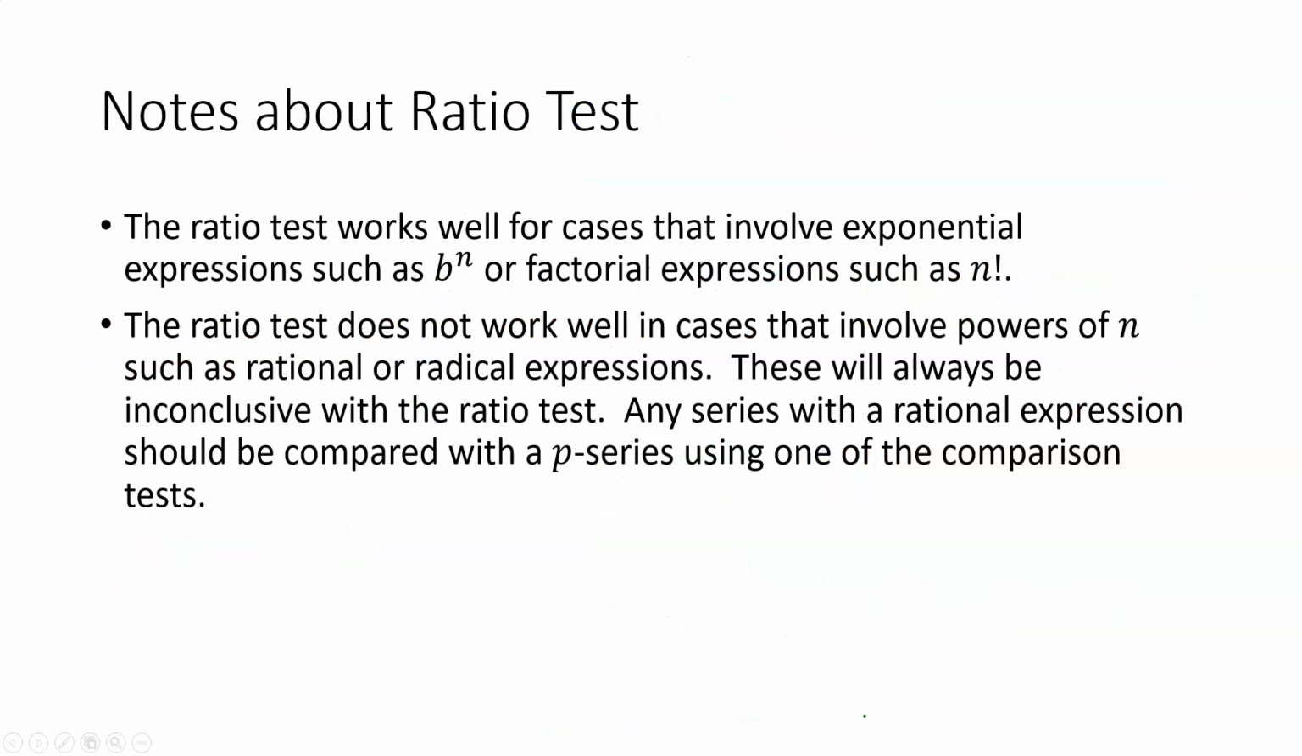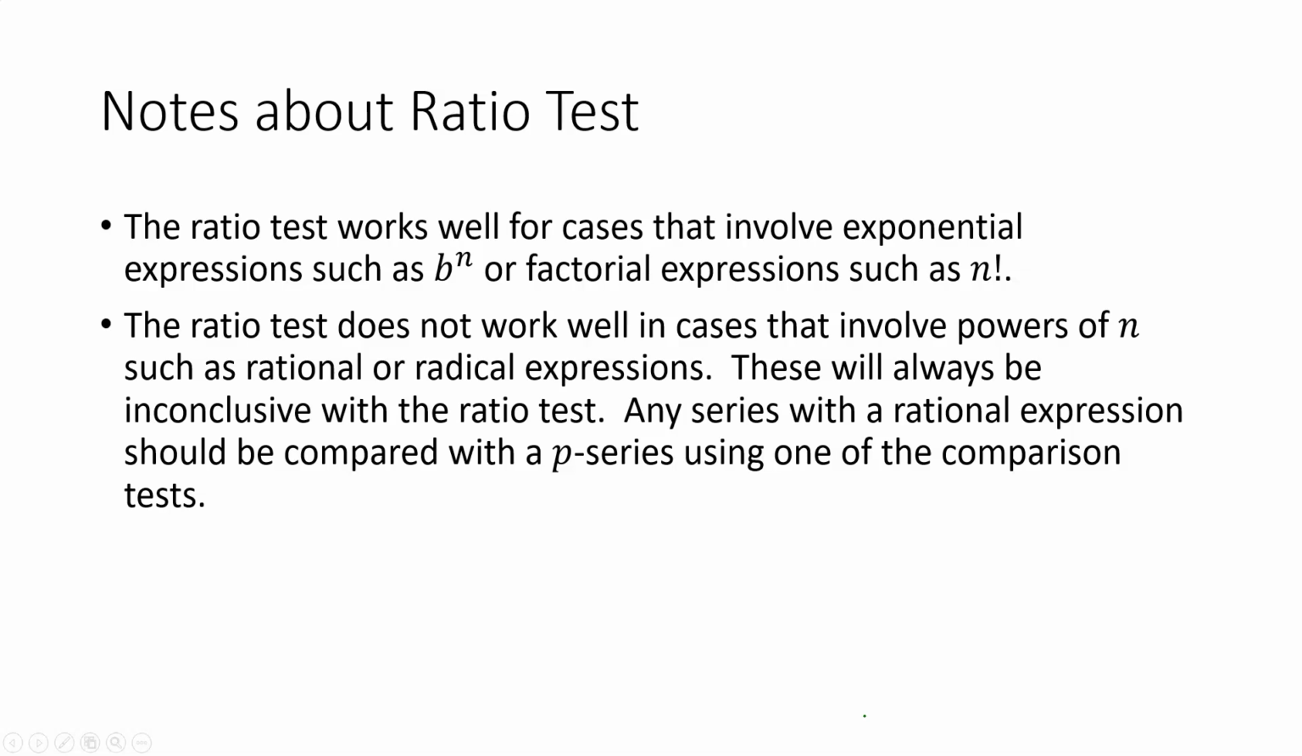So here are some quick notes that you might want to keep in mind when dealing with the ratio test. The ratio test works well for cases that involve exponential expressions, such as b to the n, or factorial expressions, right, with n factorial. Because, as we saw in those last two examples, a n plus 1 over a n is going to simplify into a form that will give us a conclusive result, in other words, a limit that's not equal to 1.